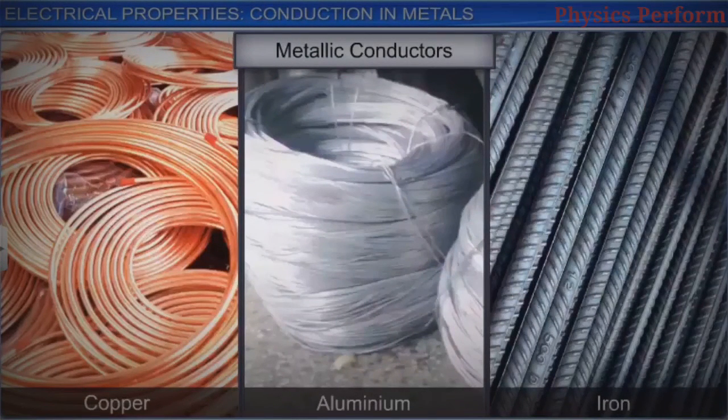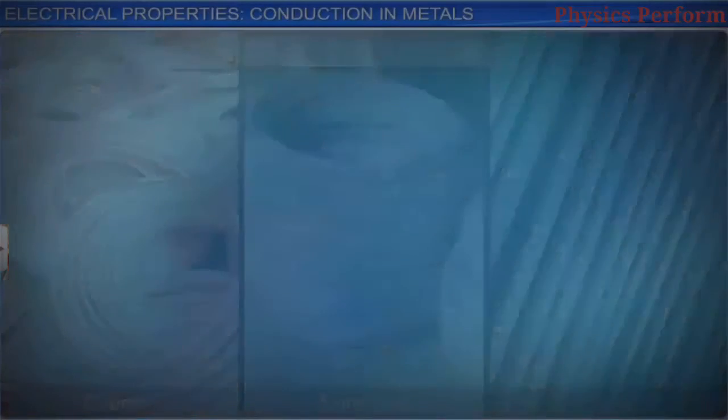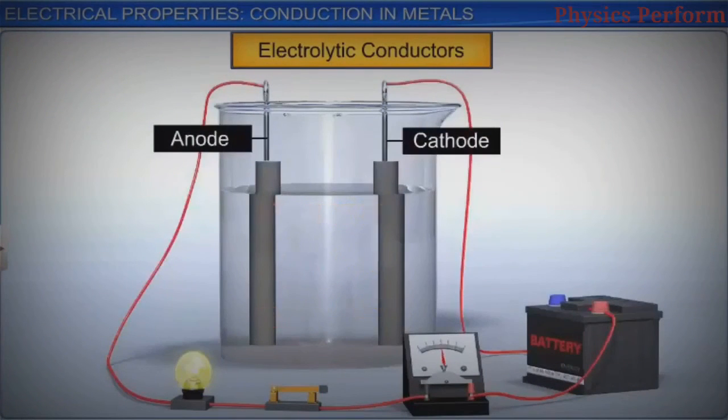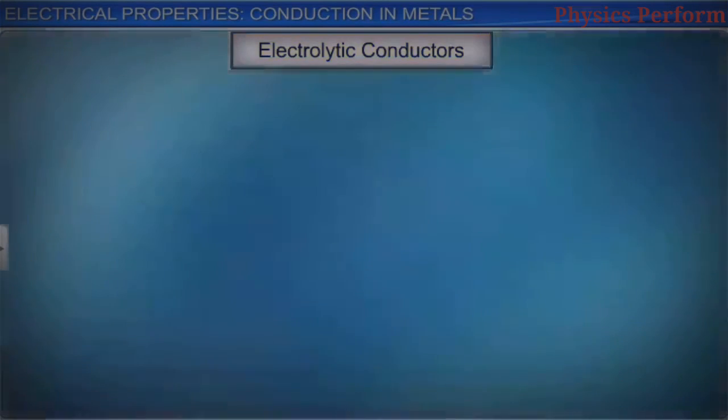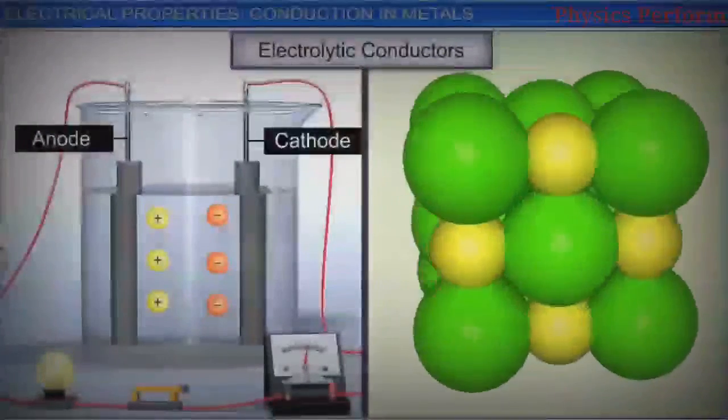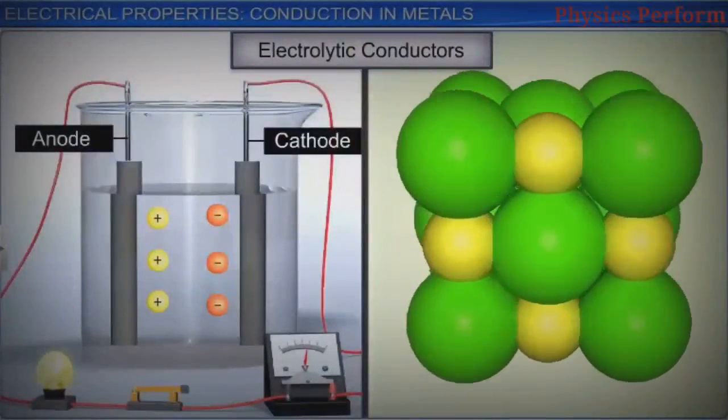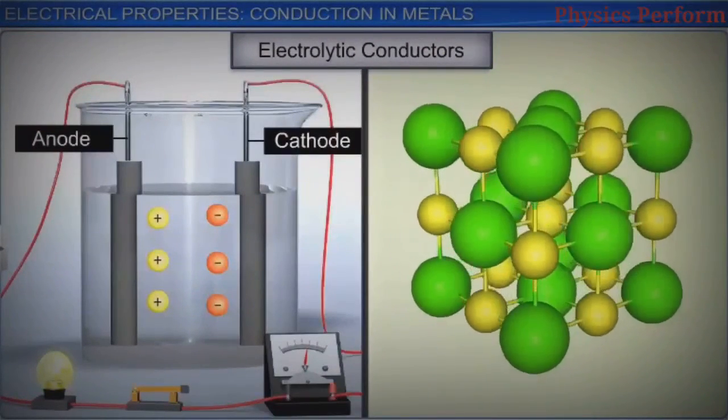On the other hand, in electrolytic conductors, the flow of electricity is due to the presence of ions. This type of conductors conduct electricity only in their molten and aqueous states. In solid state, they conduct electricity to a very small extent, and that too due to the presence of imperfections in them.